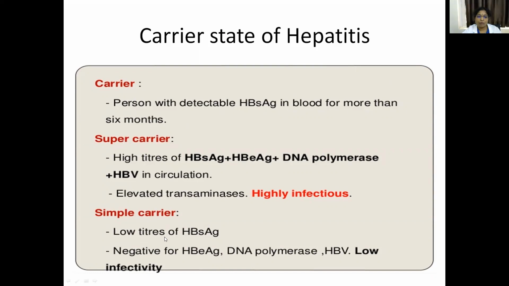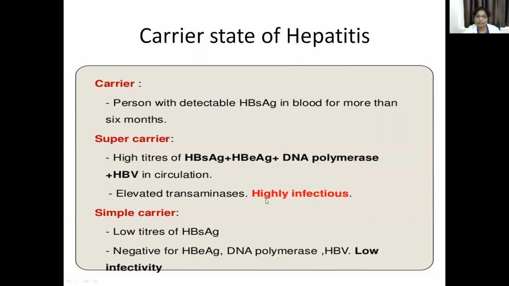Simple carrier will have low titers of HBsAg in his blood, and he is negative for hepatitis B E antigen, pre-core antigen, DNA polymerase, and hepatitis B virus. He is with low infectivity because all the other antigens and DNA polymerase are negative, and the HBsAg is in low titers. He is called simple carrier. He is less infectious than super carrier.